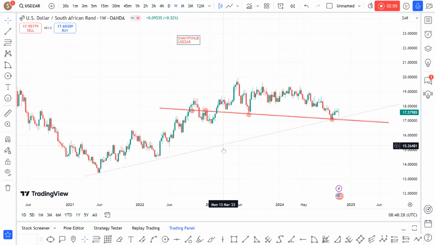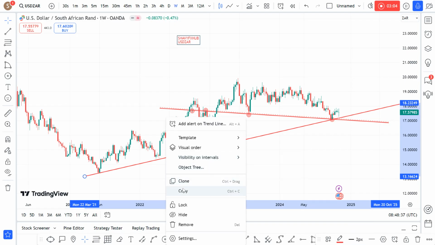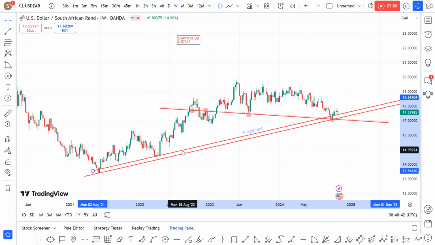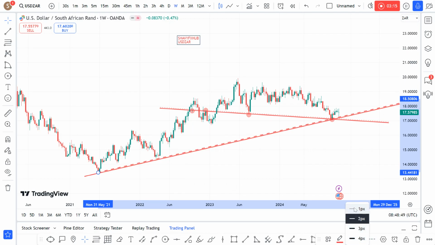South African rand is about to lose some value following the rejection at this level. You can see the weekly candle rejected this level. And as a result of that, USD might be pushing up from 17 rand to about 22 based on the structure.